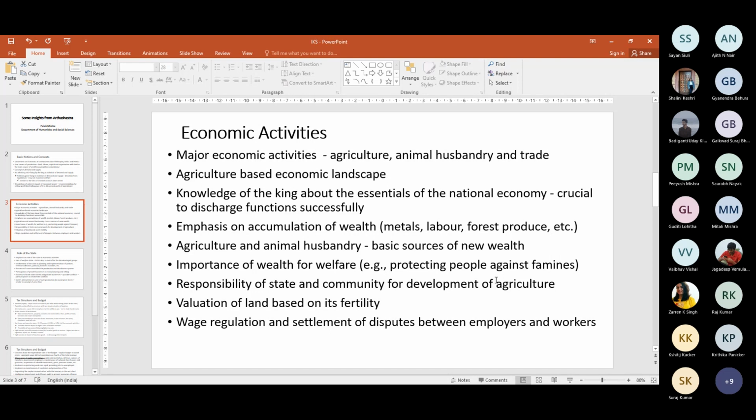It was also emphasized that accumulation of wealth would be very important. Accumulation of wealth in the form of metals, labor, forest produce, etc. Because this wealth would be subsequently used for the production process.